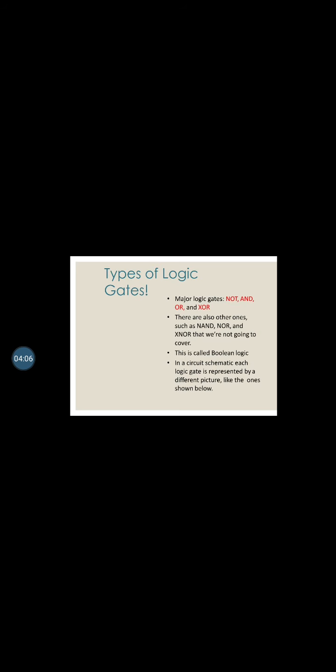So, different types of logic gates. Here we will give the example of basic gates. We will not go into universal gates and all that. So here the major gates are NOT gate, AND gate, OR gate, XOR gate, and XNOR gate. The equation is also called Boolean logic. In a circuit schematic, each logic gate is represented by a different picture like this one.